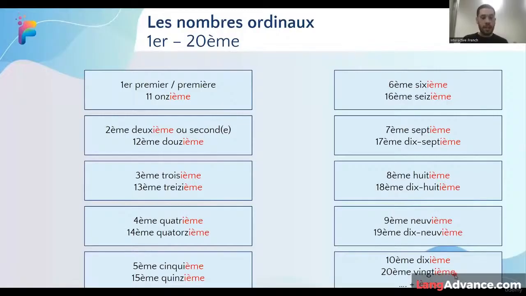All right? So that's how you do it. The only unique ones are premier, première, right? And then you have second, seconde, right? But that's pretty similar to English, right? And remember, you can say second or deuxième, right? So they all follow this rule, number plus ième.